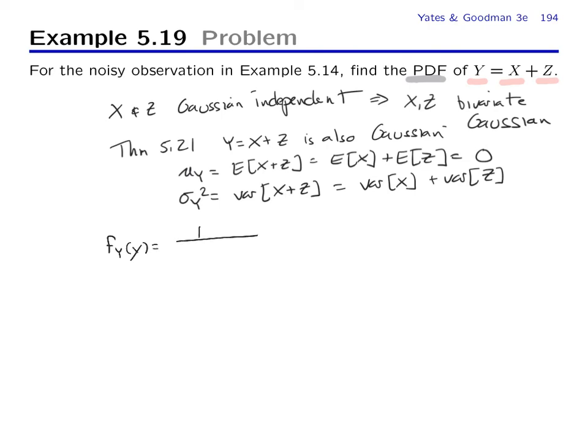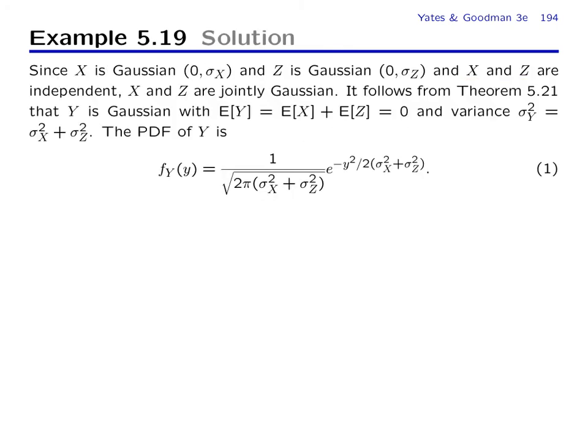So now we can just simply write down the Gaussian PDF of y. It's 1 over square root of 2 pi sigma y squared, but that's sigma x squared plus sigma z squared, e to the minus y squared. There would be a y minus mu y squared, but mu y is equal to 0, all over 2 times sigma x squared plus sigma z squared. And that's our answer. And here is the same answer, just with nice typesetting.